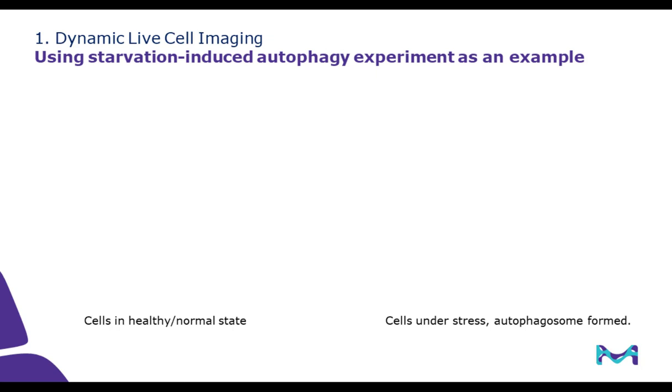So take autophagy in mammalian cells as an example. When we starve the cells, they will form these microvesicles called autophagosomes to recycle the waste and to rebuild proteins that will help them survive through difficult times. Like these video clips, on the left is the control group where cells are in normal medium. You wouldn't see the accumulation of the autophagosomes.